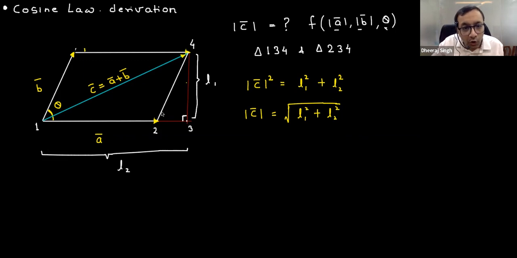Right. So this angle is what, everyone? What do you think this angle is? Theta? This theta? Very good. This length, 2 to 4 length, is what? Mod of B, this is the length, right? So what do you think L1 should be? What is L1?